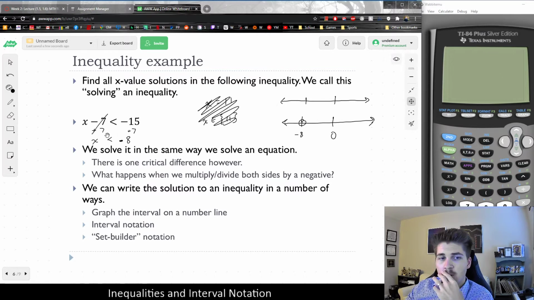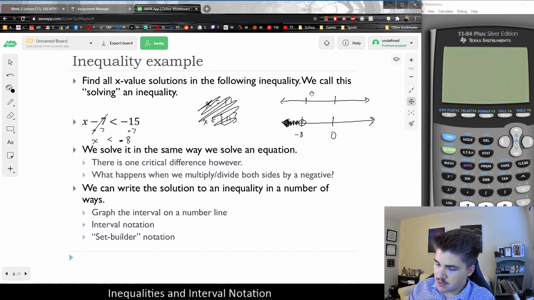And since the acceptable set of answers here is the values of x that are less than negative 8, all values less than negative 8 are to the left, right? Because it goes from small to large on the number line, where, to get smaller than -8, we get -9, -10, etc. And that would be what we call a graph of our set of numbers, or our solution to the inequality.